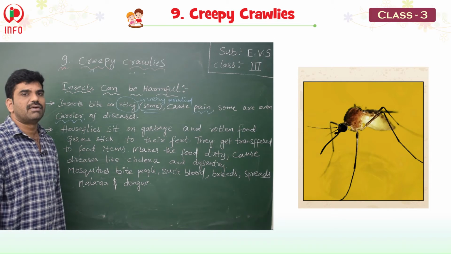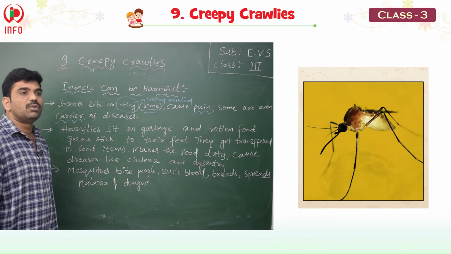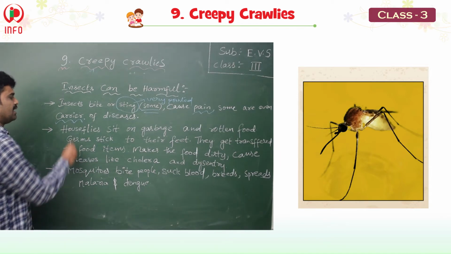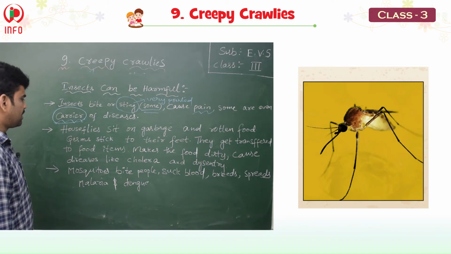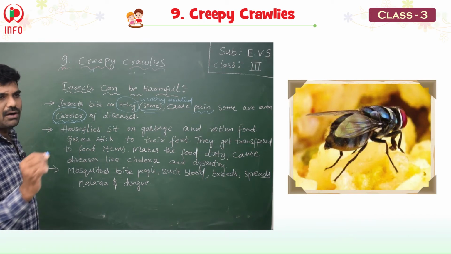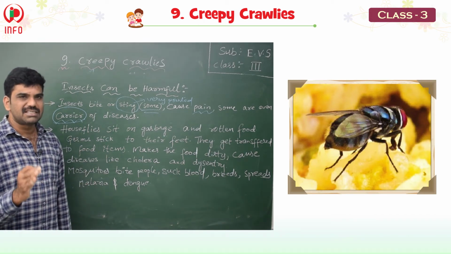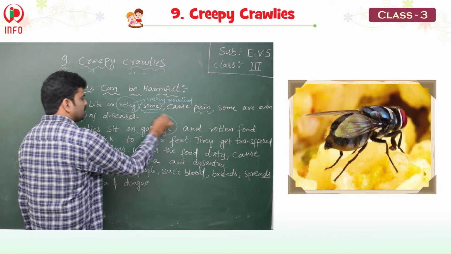If you go for the mosquitoes and houseflies, what will they do? They spread different types of diseases. That is why they are called carriers. Now let's go for the houseflies. Children, do you know that houseflies sit on the waste material? That is called garbage.